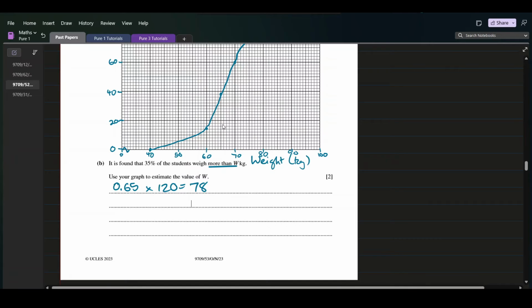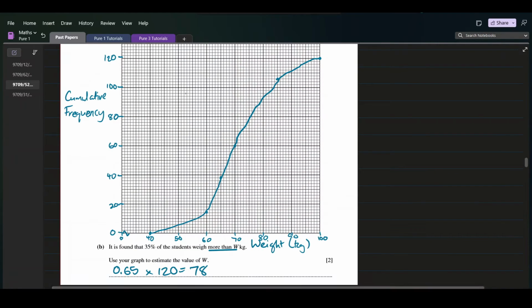So let's come to our cumulative frequency axis, and we'll go to 78, which is here. Draw your construction lines, and we have to go up to our curve. Try to be as accurate as you can, and then from there go down, going down until you get to the respective weight.